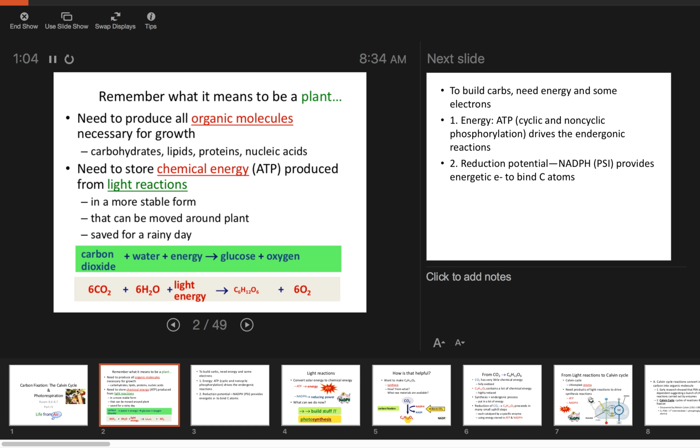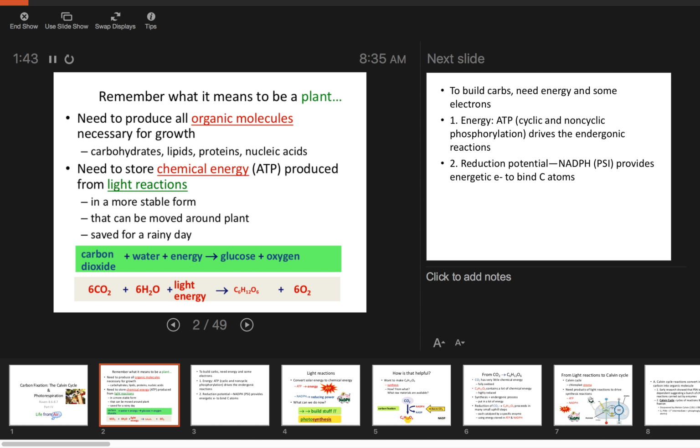Okay, so the Calvin cycle, we got to remember, what does it mean to be a plant? It means that you got to make your own food because you are an autotroph, but you got to be able to store energy, in this case ATP, as well as electron carriers from light reactions. We got to convert ATP into a more stable form because ATP is unstable. You only have a small amount of it before it's completely used up. You got to be able to move it throughout a plant, and these organisms can be huge. Think about redwood trees over 100 meters tall. Also, you got to save it for a rainy day because you may not always get that sunlight.